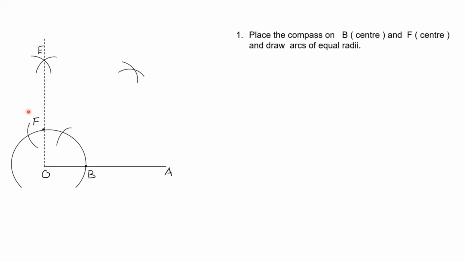So now you will see that when you place it on B, you get one arc. When you place it on F, you're able to cut that arc, and we are going to name the point where the two arcs meet as J. So this point where the two arcs meet is J. Next step, join OJ. You have O here and J there. Join OJ. So let's do that. Join OJ, and this is the line you've got.